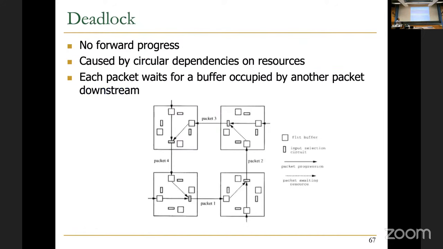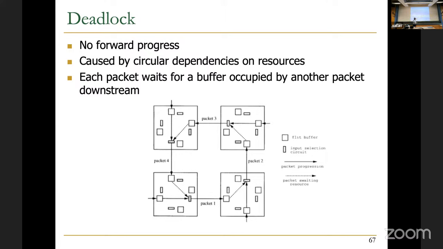So this is the concept of deadlock. Essentially, the definition is quite simple. There is no forward progress. It is usually caused by circular dependencies on resources. So each packet waits for a buffer occupied by another packet downstream. We also have this definition of upstream and downstream. When a packet goes from router A to B, router A is upstream, router B is downstream.